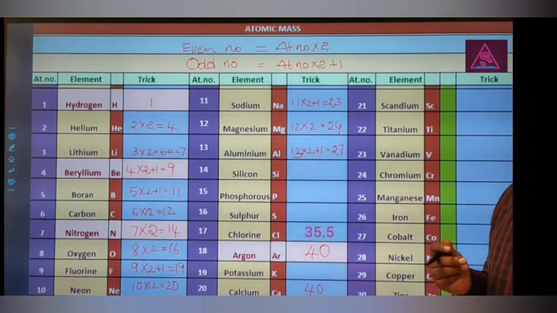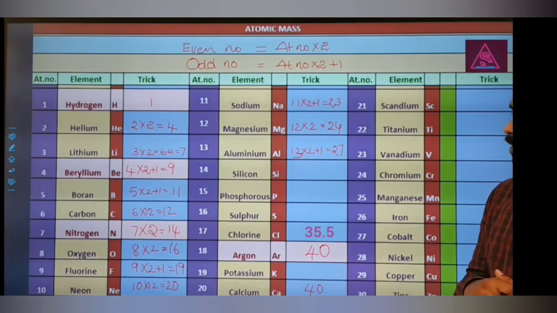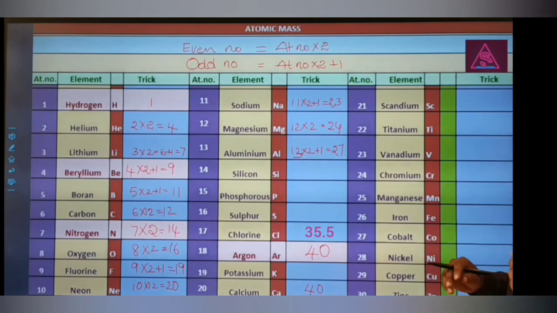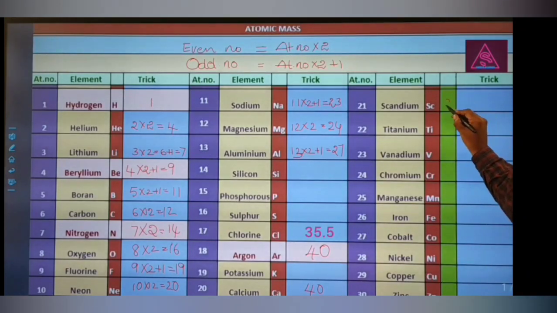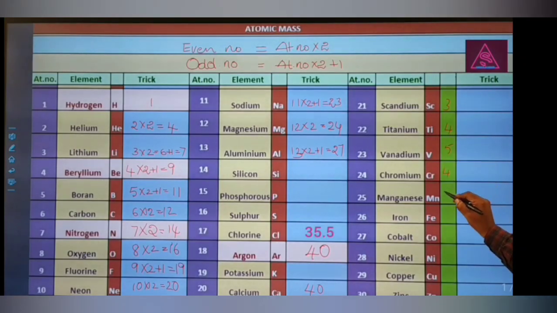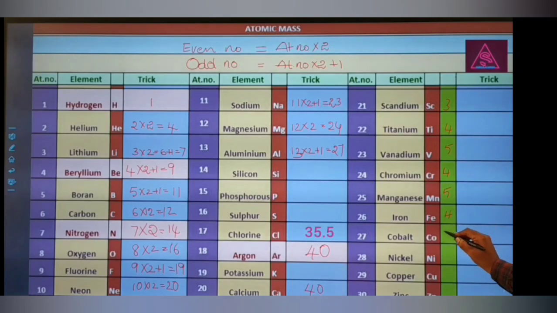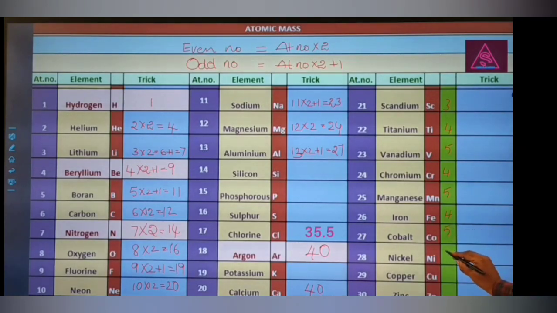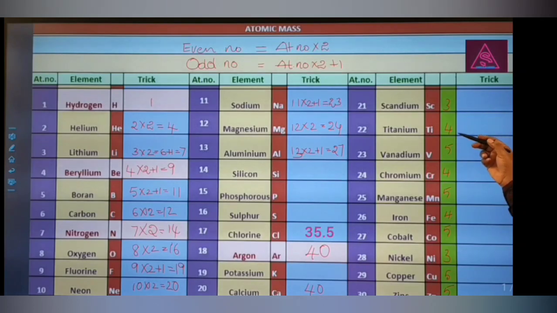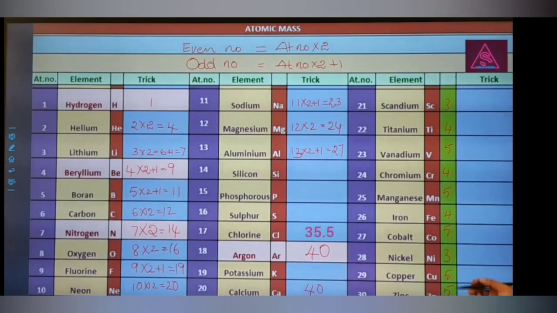We have to remember some numbers for calculating the atomic mass of the elements 21 to 30. First you have to remember 3, then 45, 45, 45, three 45s, after that again 3, and last it will be 55.